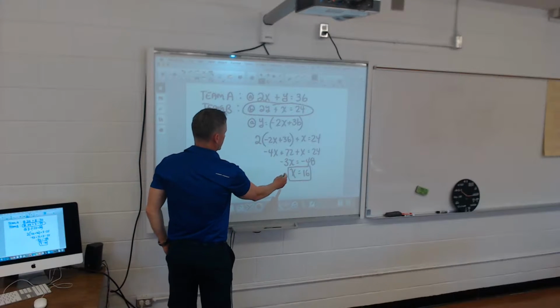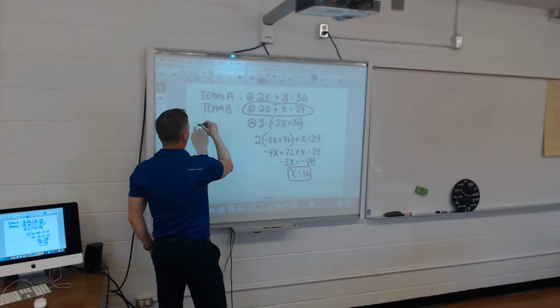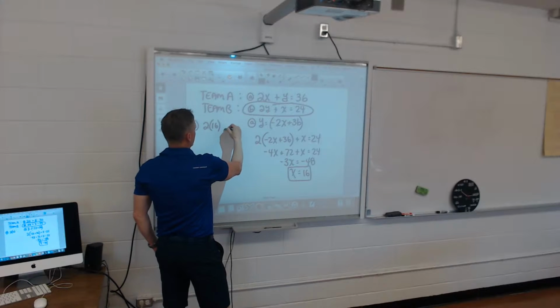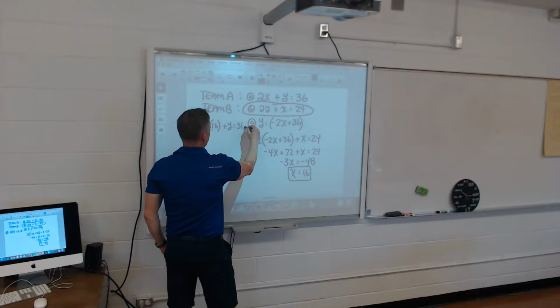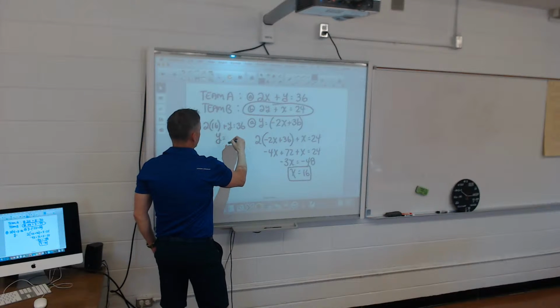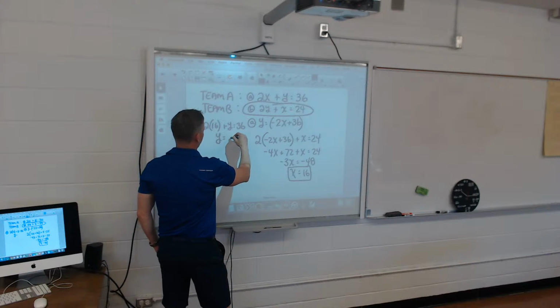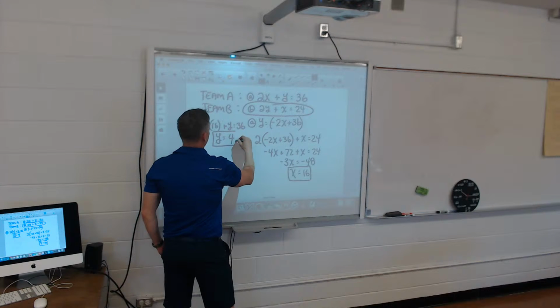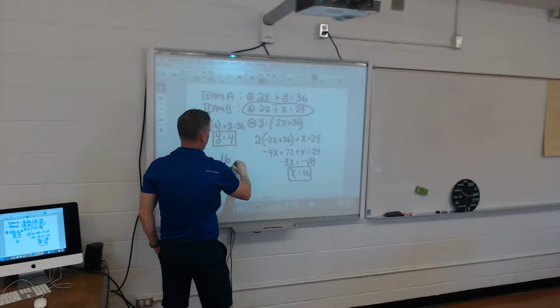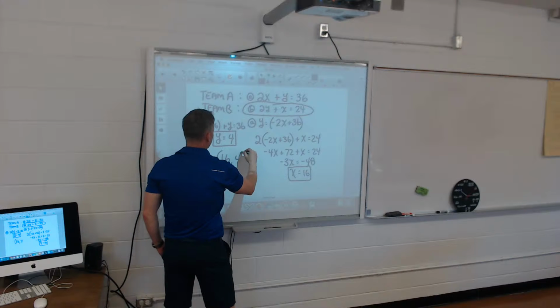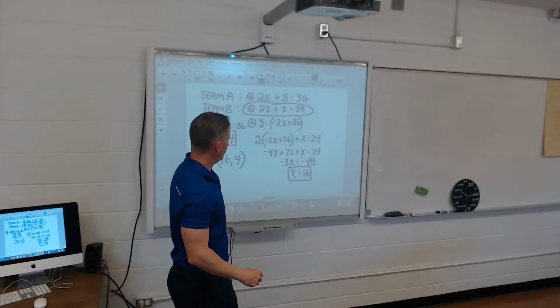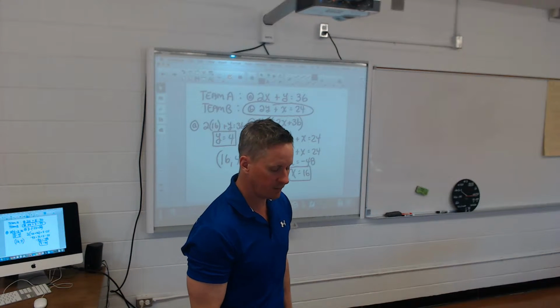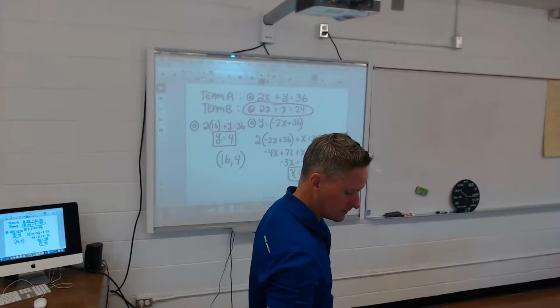So I get x is equal to 16. So I put it into equation A. 2 times 16 plus y equals 36. Y is equal to 4. So 16 wins, 4 losses. And for the other guy, it would be 4 wins and 16 losses.